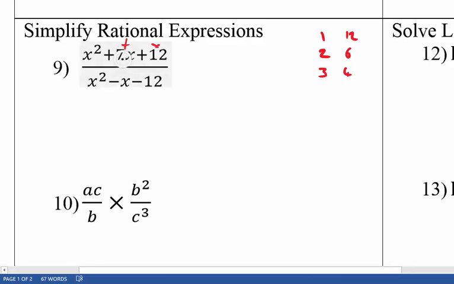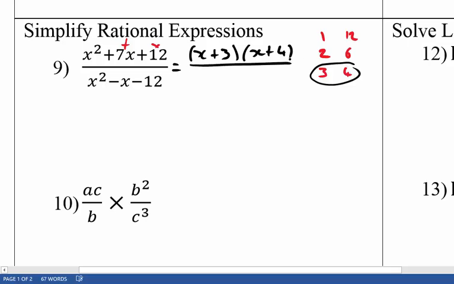Which of those pairs adds to 7? It will be that one there, because 2 and 6 add to 8, 1 and 12 add to 13, 3 and 4 add to 7 though, so I can do that. Once I've got these two numbers, I just put them into brackets. So it's going to be x plus 3 from here, and then x plus 4 from here, and that's all over.